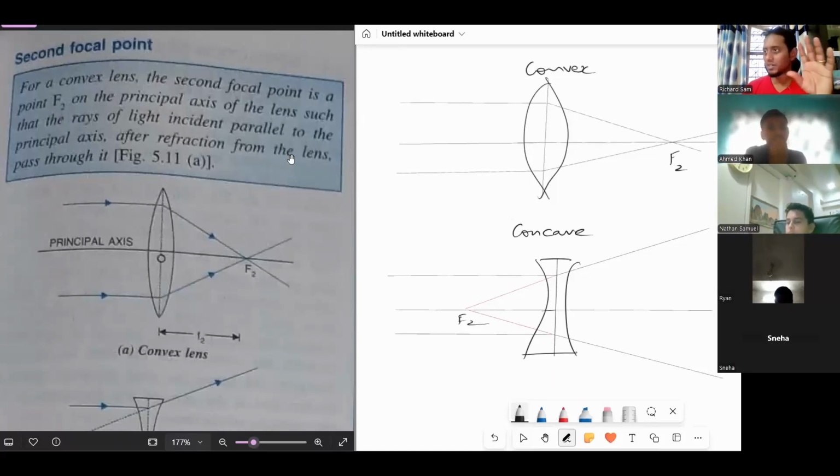Little confusing here, but you understood the meaning, right? The incident ray should be what? Parallel to the principal axis. So after refraction, they will meet at that point. That point is the second focal point.